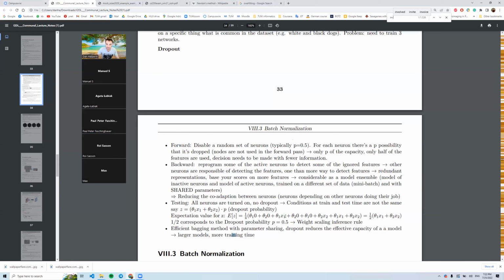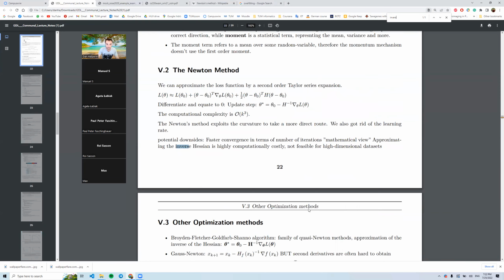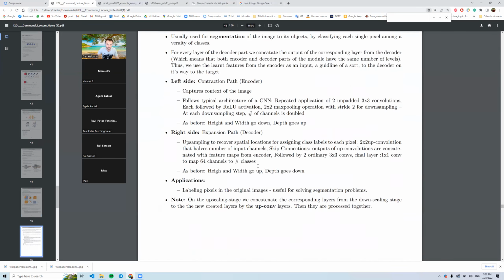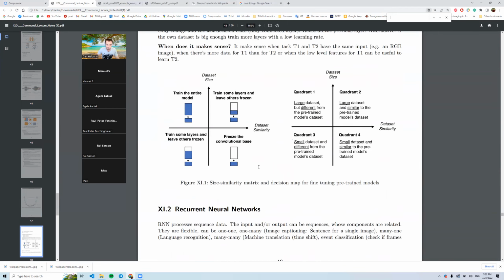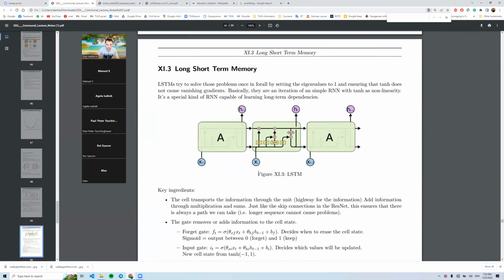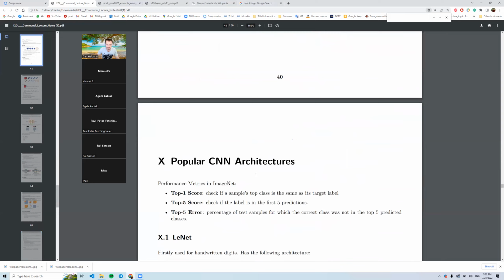Let's see if I have it. Inverse dropout. We do not discuss it here. Another thing that we need to add to the lecture notes. Okay, we're not here yet.